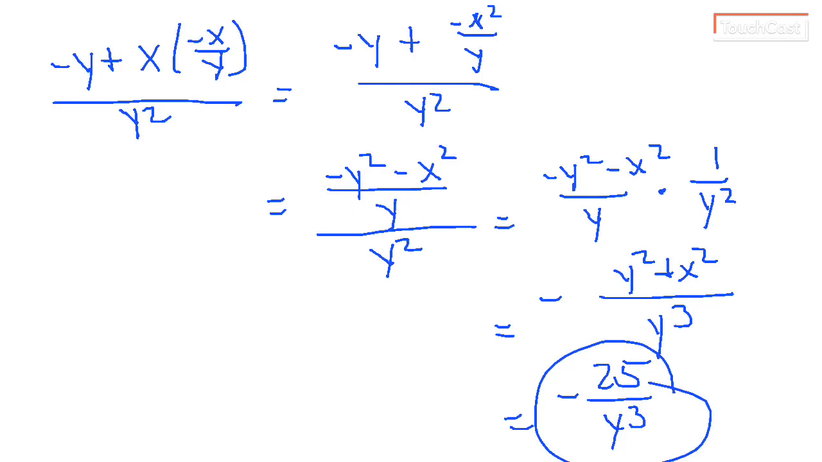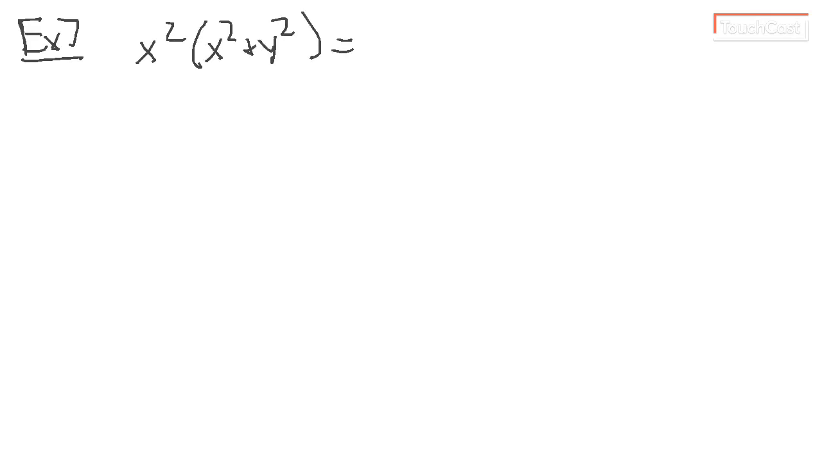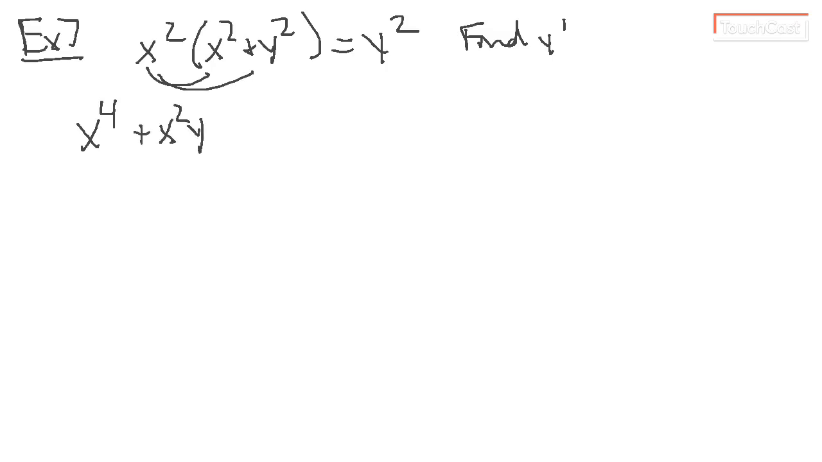Let's look at our very last example, example 7. We are given x squared times x squared plus y squared equals y squared, and we want to find what is y prime. So let's start by distributing our x squared into the parentheses. So we're going to have x to the fourth plus x squared times y squared equals y squared.